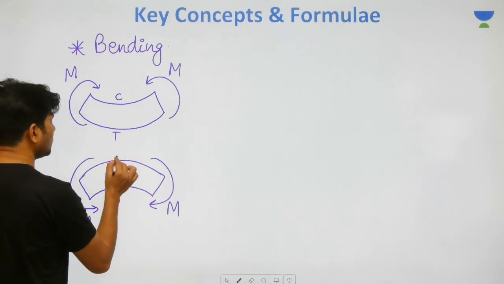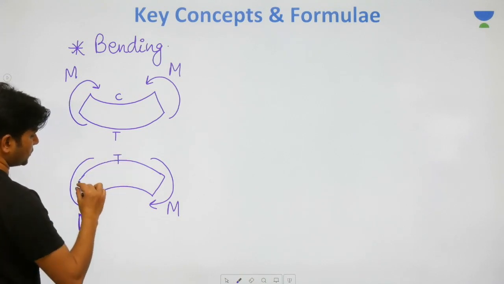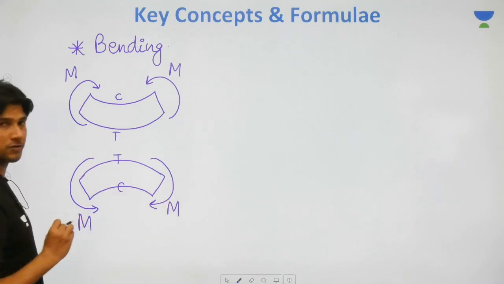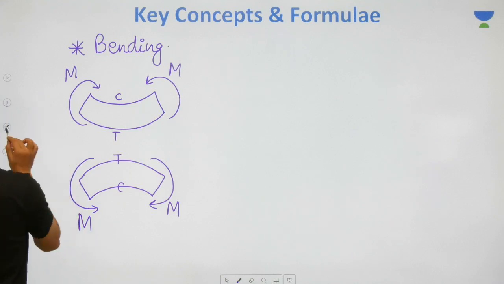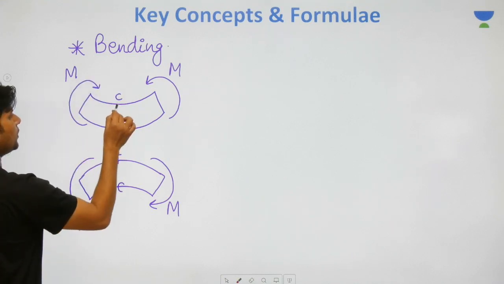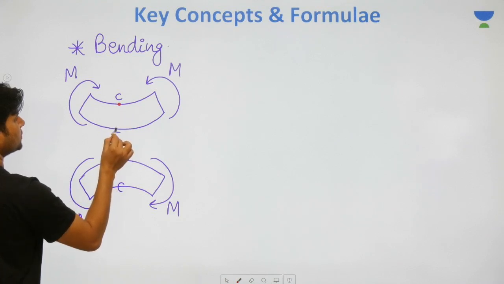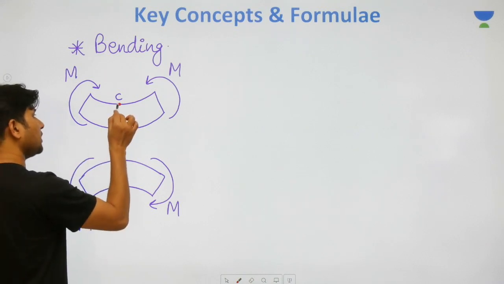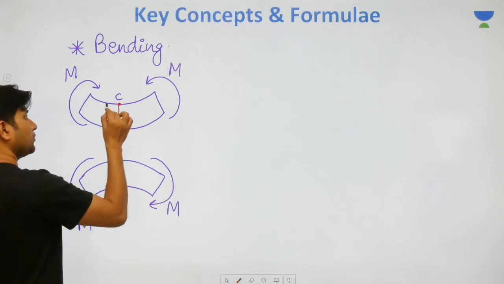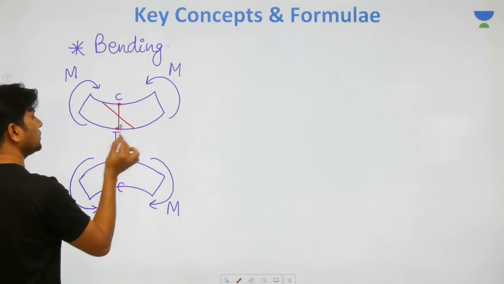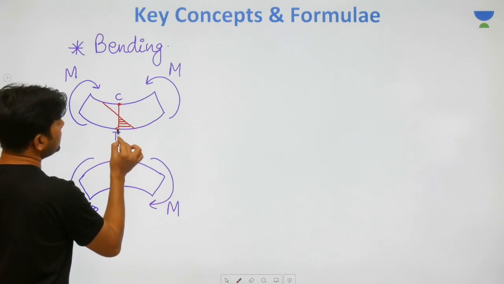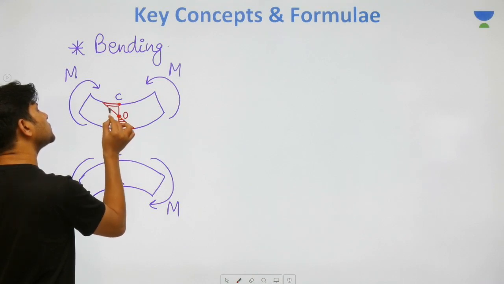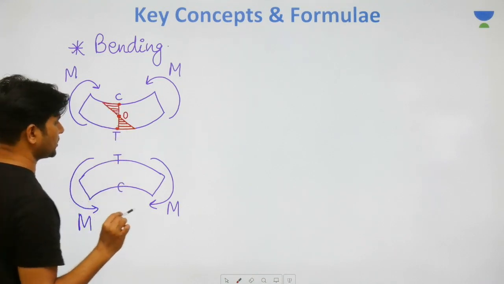In case of hogging bending, topmost will experience tensile action. You see, it is stretching ahead, and bottommost will experience compressive action. Naturally, if on one extreme you have compressive, on another extreme you have tensile, then the stress is varying, and if the stress is varying, it must be zero somewhere. That somewhere where the stress is going to be zero is known by the name neutral axis.